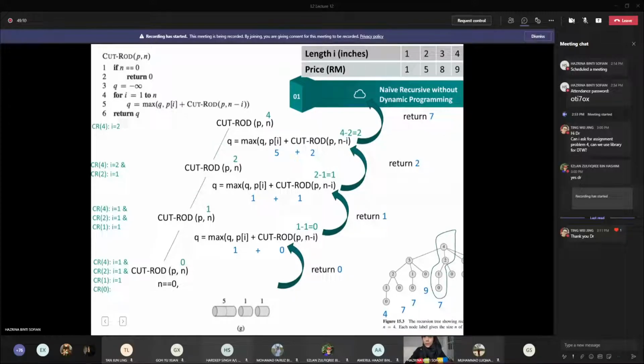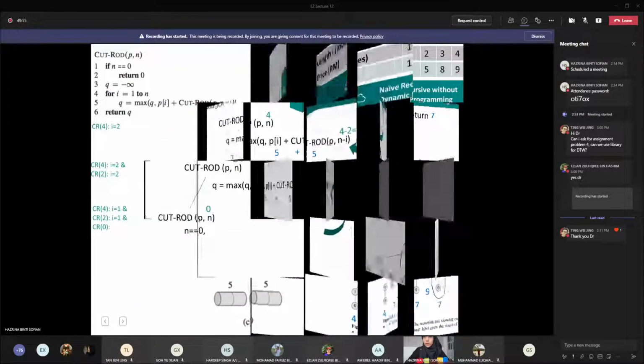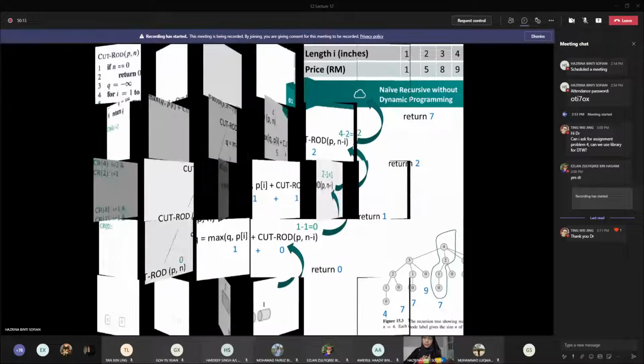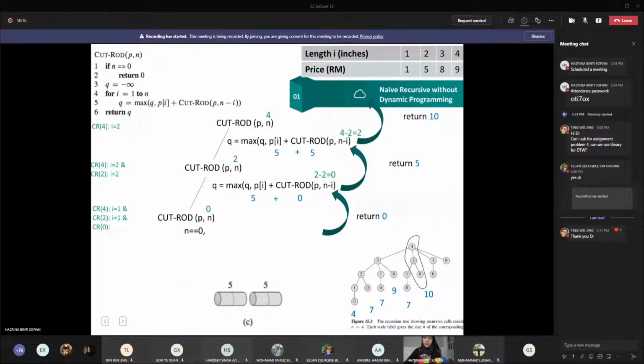So we already have first scenario, second, third, fourth, and fifth. Okay, and the sixth one is where this is the optimal solution. So the first cut is 2 and the second cut is also 2. So this will return 5 ringgit, and these two will return 10 ringgit. So the revenue will be 10 if we cut this way. So by far this is the highest.